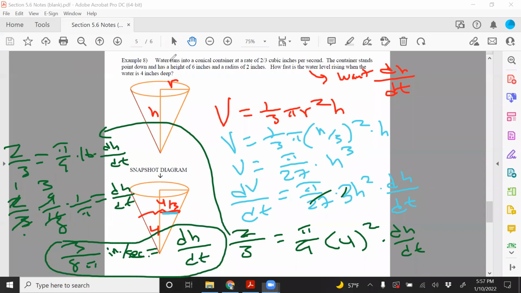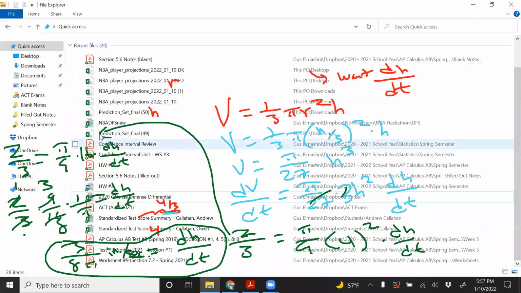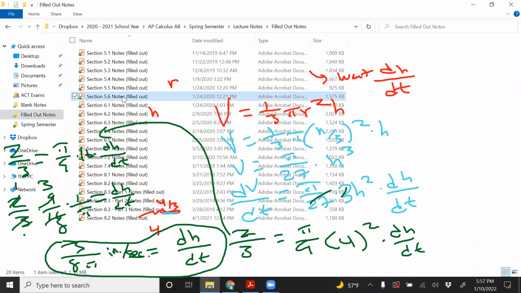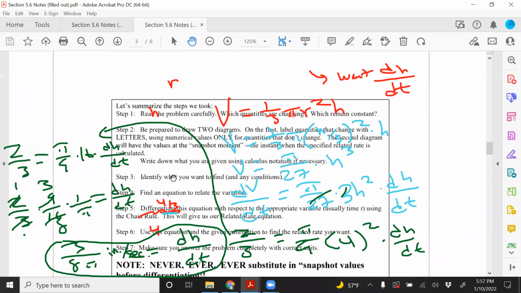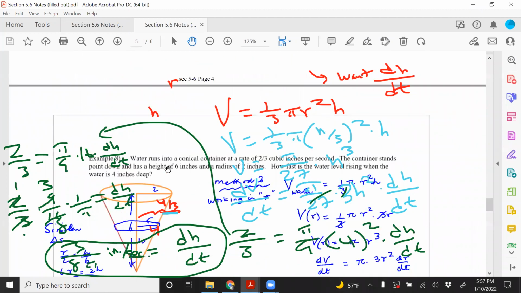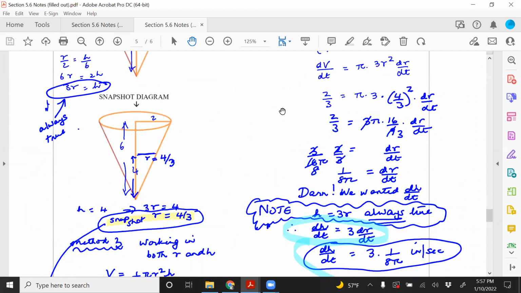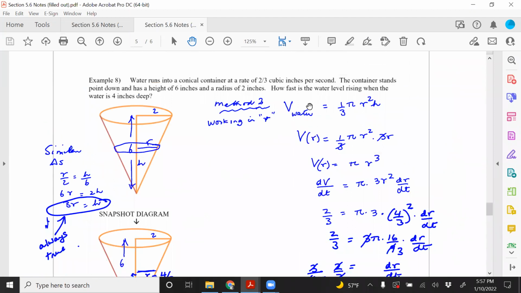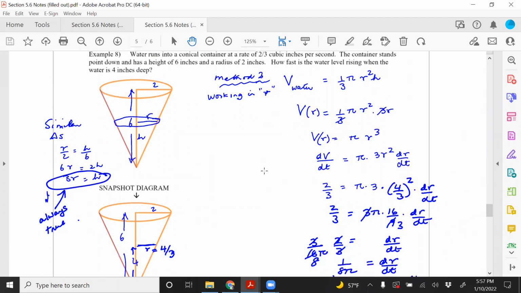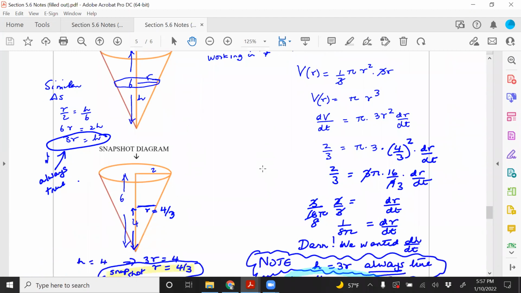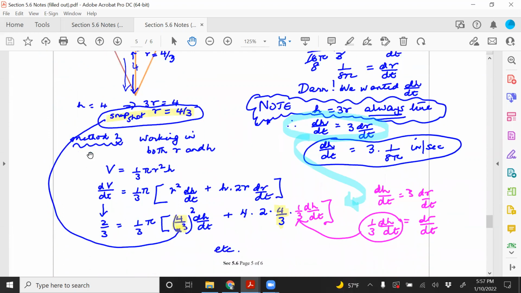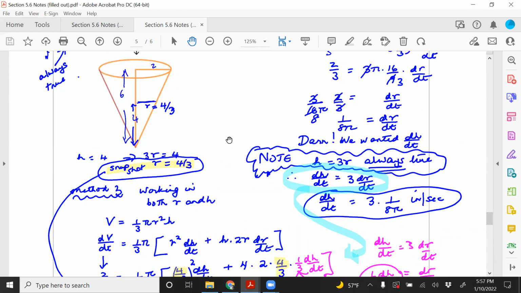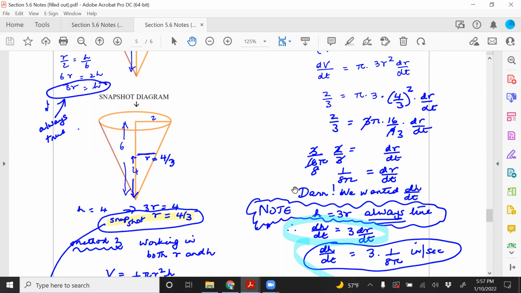And if you were to look at the filled out notes, let me pull it up. Yep, that's exactly what we have there. So you can see it's all kind of worked out. You have your volume. In this case, Mrs. Blanford did these notes. She decided to keep everything in terms of r. I'm not sure why she did that. I think it's much easier if you isolate r in terms of h, and then solve for dH over dt. But I guess that's fine too, because h is 3 times r anyway, given the ratio between r and h.